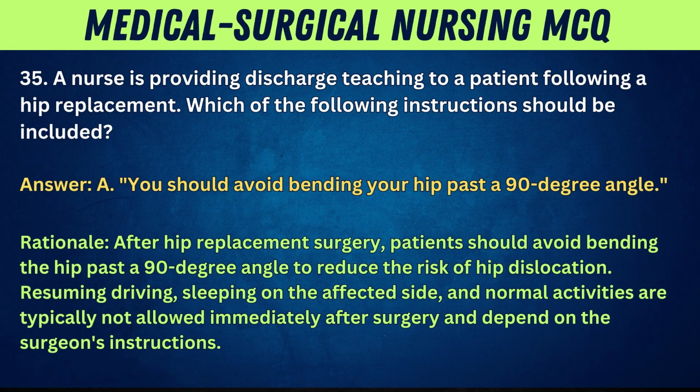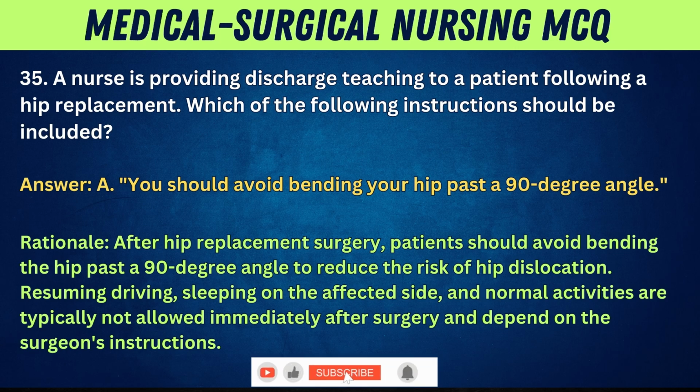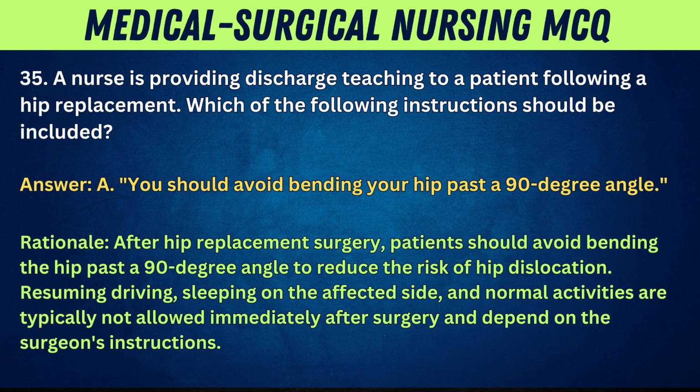Answer: A. You should avoid bending your hip past a 90-degree angle. Rationale: after hip replacement surgery, patients should avoid bending the hip past a 90-degree angle to reduce the risk of hip dislocation. Resuming driving, sleeping on the affected side, and normal activities are typically not allowed immediately after surgery and depend on the surgeon's instructions.